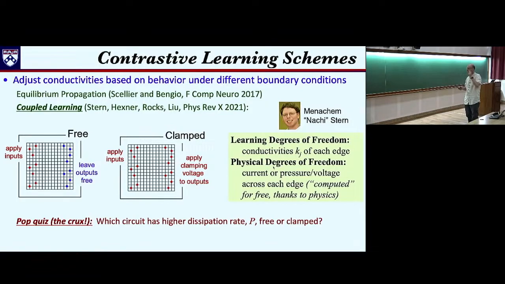Okay. So we got two sets of boundary conditions. The so-called learning degrees of freedom, the conductivities of the edges, are the same in both cases. The physical degrees of freedom, namely the currents and voltage drops across edges, are different in the two cases because we're running different boundary conditions. The ones that are computed for free by the physics are different in these two cases, and we want to compare those and figure out how to make our updates. And here is the crucial question that allows us to develop that rule.